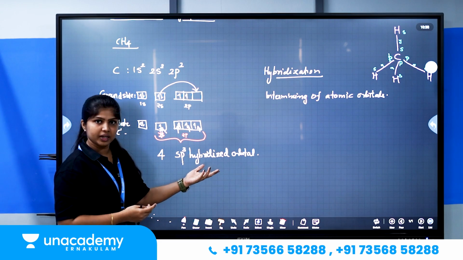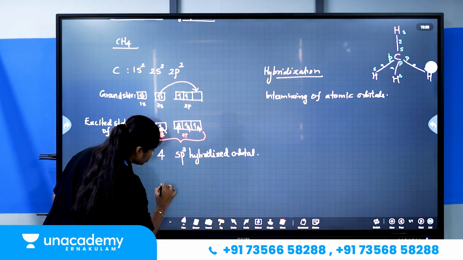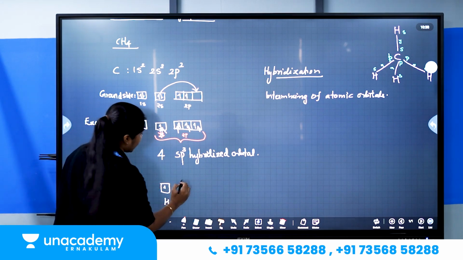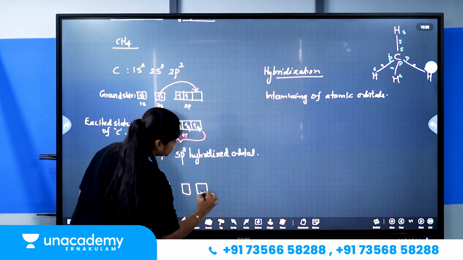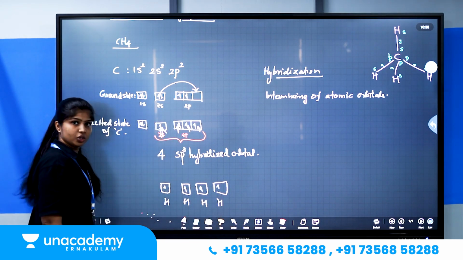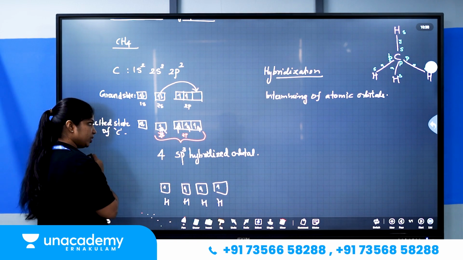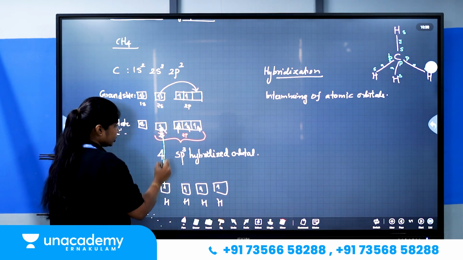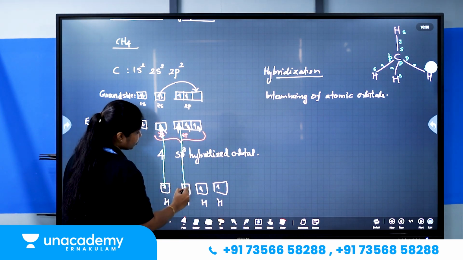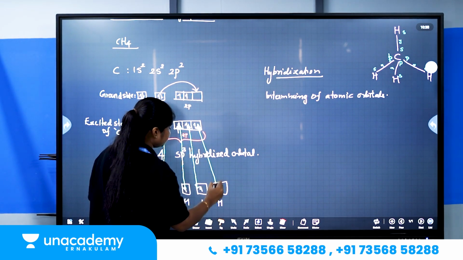Yes, now we can explain, right? Now the surrounding atom, hydrogen, will come. That is, the 1s orbital of hydrogen, there is one electron, and there are three other hydrogen atoms, and each contains 1 electron. Now see, these sp3 hybridized orbitals will overlap with the 1s orbital of hydrogen. Again same, sp3 hybridized orbitals will overlap, and here as well, here as well.